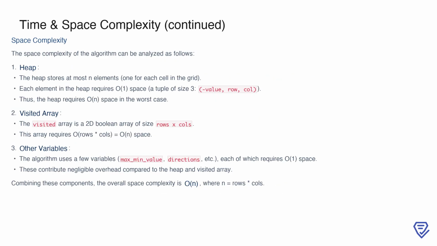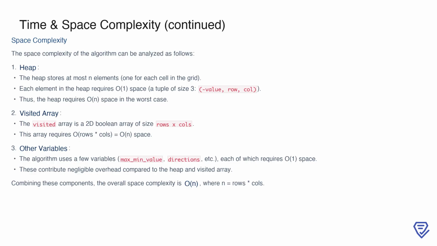Now, let's focus on the space complexity of the algorithm. The space usage can be divided into 3 main components: the heap, the visited array, and a small set of variables. First, the heap is used to store at most n elements, where n is the total number of cells in the grid. Each element in the heap is a tuple containing 3 items, the negated value of the cell, and the cell's row and column indices. Since each tuple requires O(1) space, the heap as a whole requires O(n) space in the worst case.